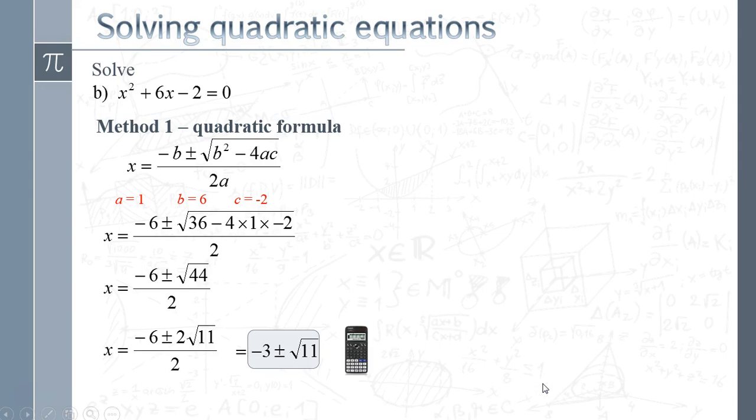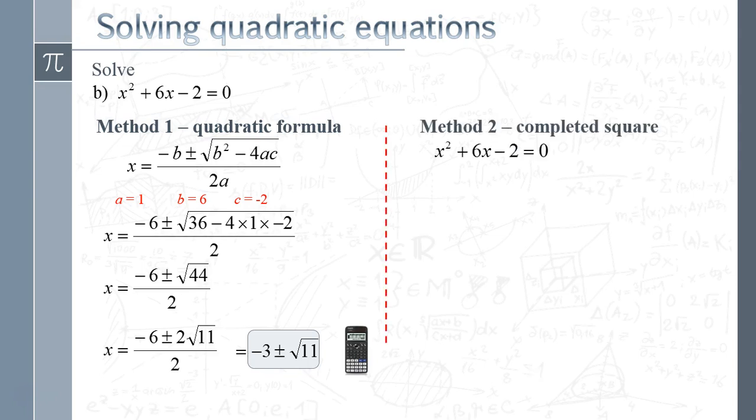Okay, so that was a brief run through of how to use your calculator. We've got this equation here, x squared plus 6x minus 2, and I said we did it using the quadratic formula. I'm now going to do it using completed square, just to illustrate, firstly, the completed square technique, and secondly, just to show you that you're going to end up with exactly the same result.